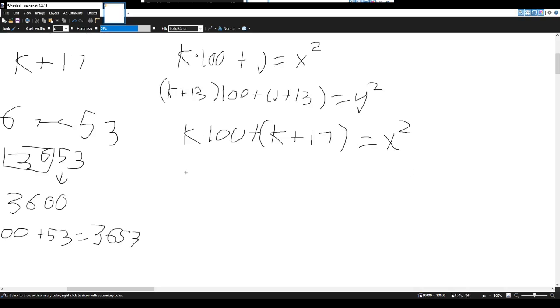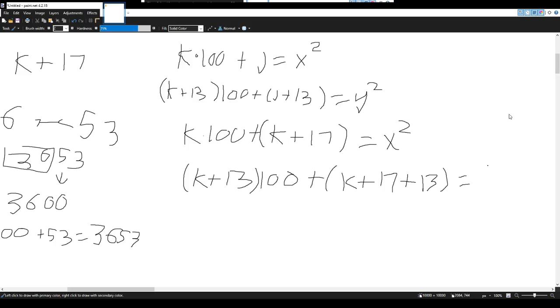And now, same thing down here, K plus 13 times 100. That part doesn't change, right? But this part does. So instead of J, it's going to be K plus 17, and then it's going to be plus that 13 still. That 13 is still going to be there. And that equals Y squared.